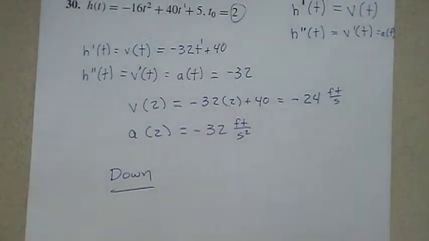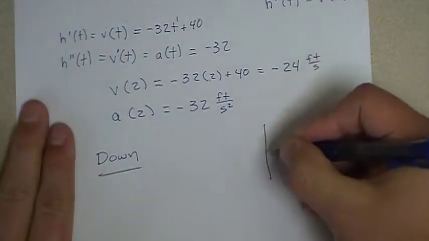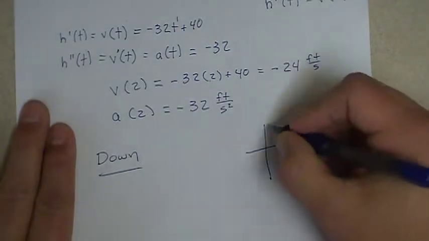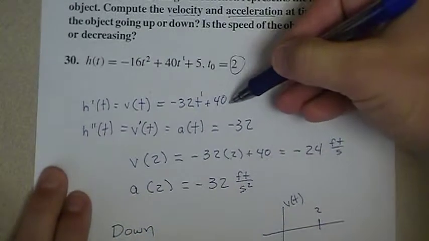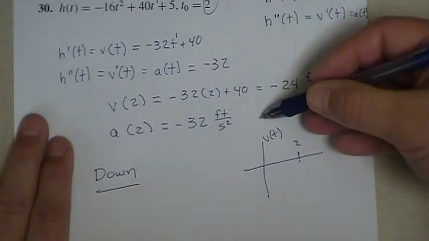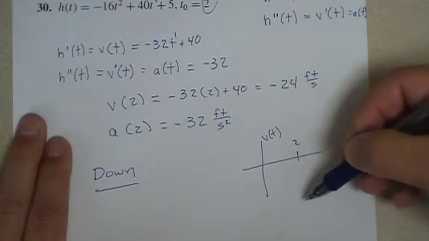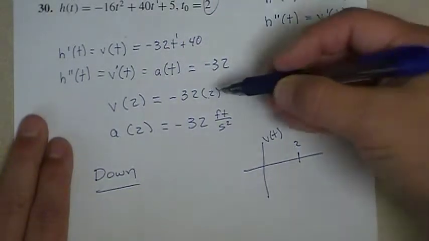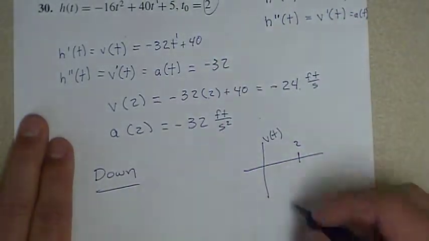Is the object speeding up or slowing down? To answer this question, what I usually like to use is a quick sketch of what the velocity graph is going to look like near the value we need to be concerned with. My velocity function's linear, right? So I have a y-intercept way up here, positive 40, and I have a slope of negative 32, so a pretty steep negative slope. And I know based on this number right here that on this velocity graph, at t equals 2, my velocity is going to be negative 24.